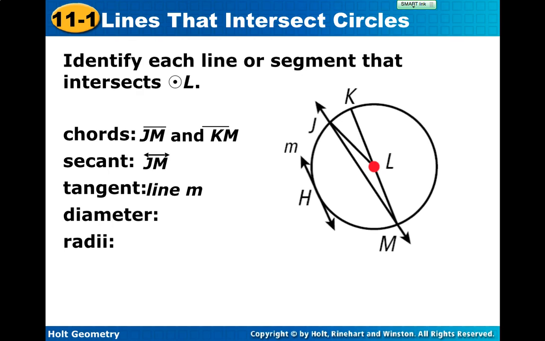Diameter, chord, or let's see, segment or line is what I meant. Is a diameter a segment or a line? Segment. Okay. So segment KM is the one I found. Notice that KM was listed as a chord also. A diameter is a chord that goes through the center of the circle. So all diameters are chords, not all chords are diameters. So kind of the square-rectangle idea, but related to these. And radii, which is plural for radius: segment LK or segment LJ or segment LM, those are all radii.